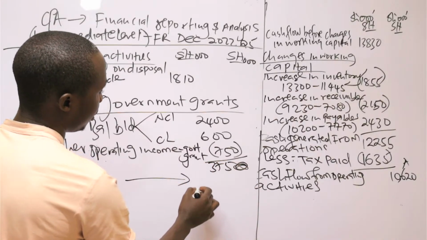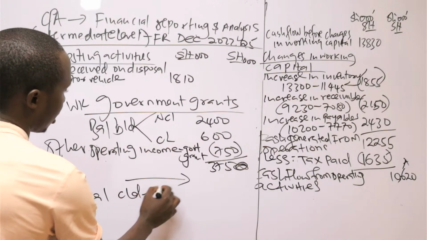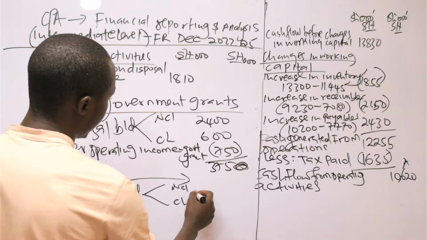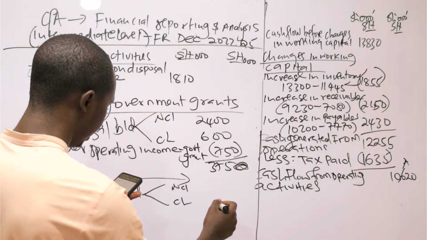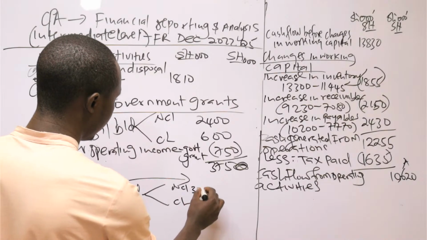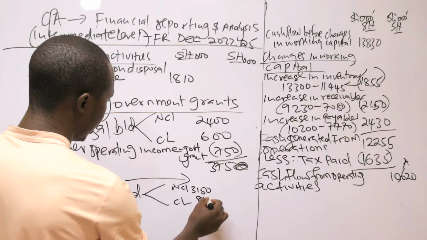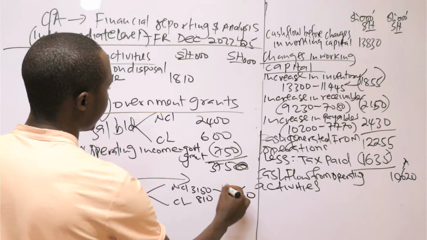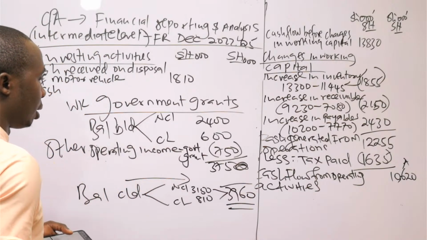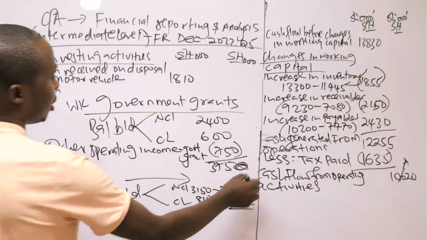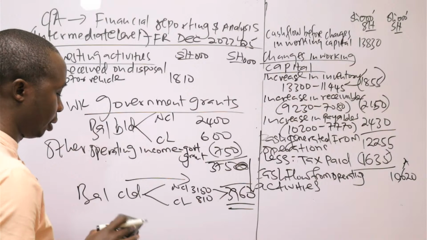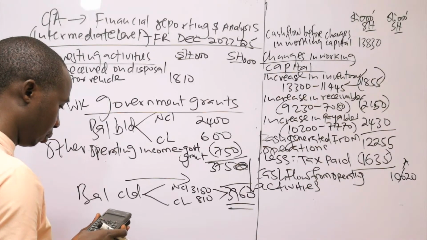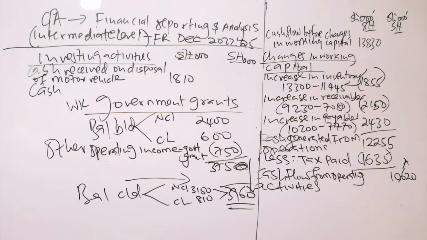Then you skip one line here. You talk about balance carried down, non-current liabilities and current liabilities. Under these, we have non-current liabilities 3,150 and we have 810. So the total being 3,960. So meaning that what they received, because it increased from 3,750 to 3,960. What did they receive? So they received how much?